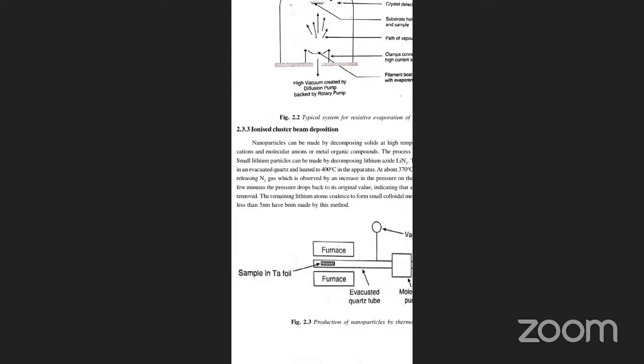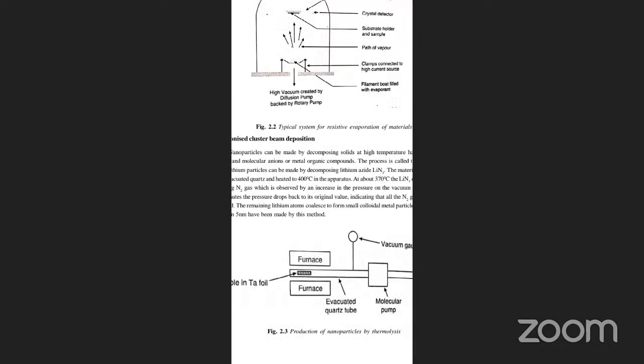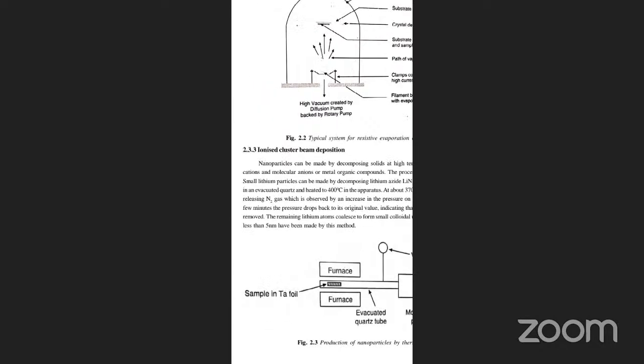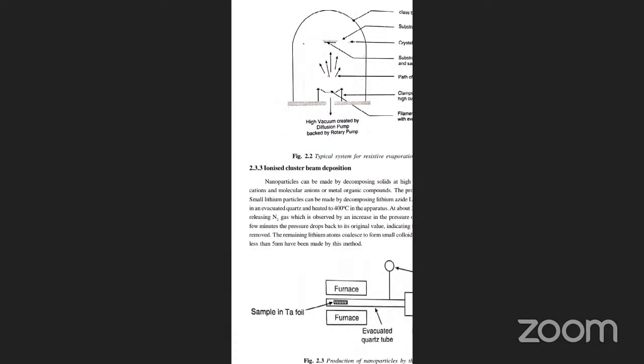Ionized cluster beam deposition. Nanoparticles can be made by decomposing solids at high temperature having metal cations and molecular anions or metal organic compounds. The process is called thermolysis. Small lithium particles can be made by decomposing lithium azide, LiN3. The material is placed in an evacuated quartz tube and heated to 400 degrees centigrade in the aperture.